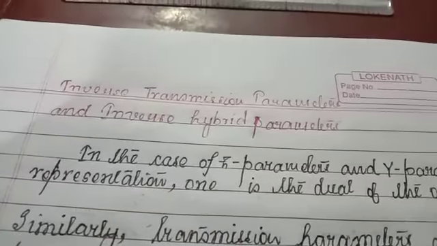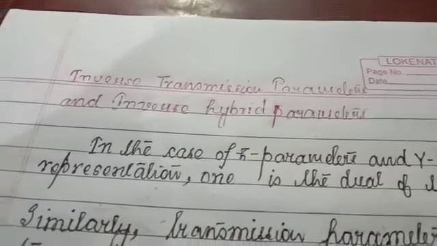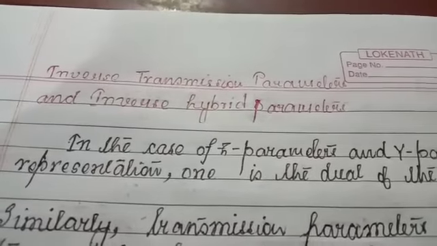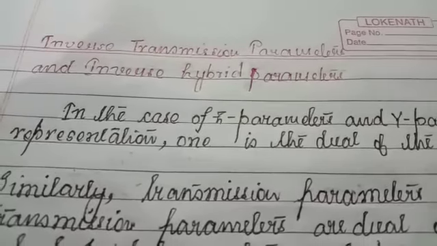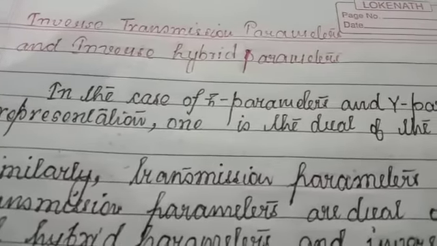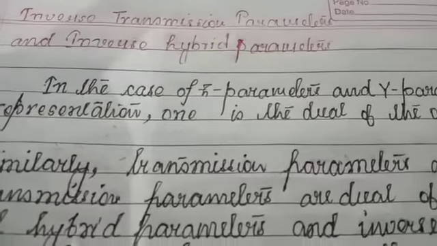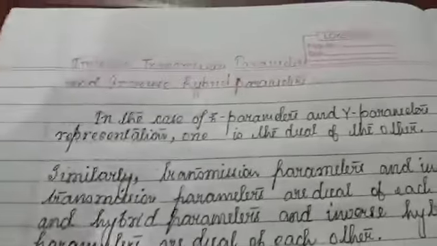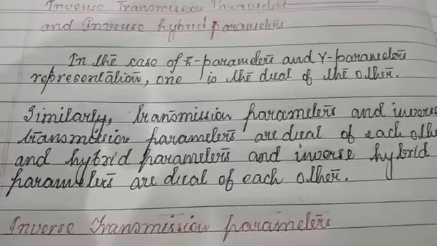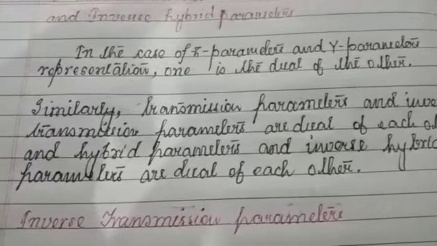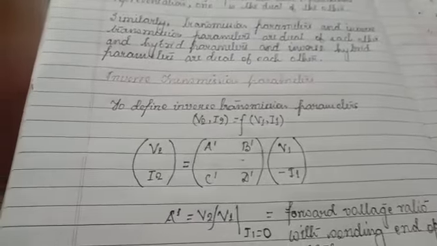The last two parameters for a two-port network are inverse transmission parameters and inverse hybrid parameters. Actually, Z parameters and Y parameters of a two-port network are dual of each other. Similarly, transmission parameters and inverse transmission parameters are dual of each other, while hybrid parameters and inverse hybrid parameters are also dual of each other. But for inverse transmission parameters and inverse hybrid parameters, I will not go into detail.